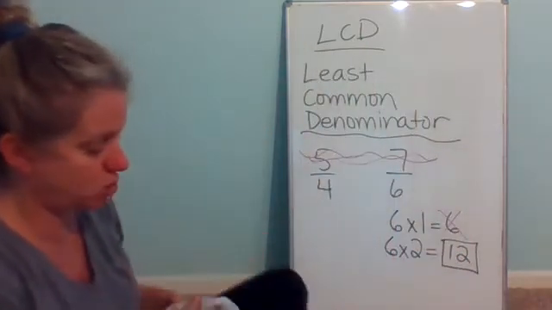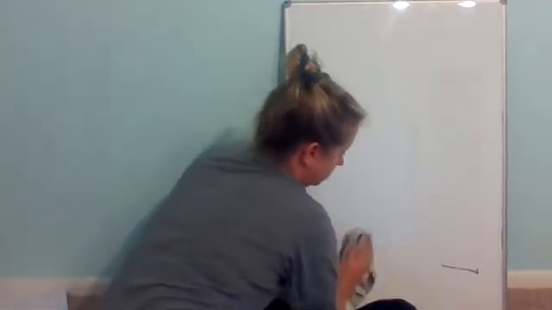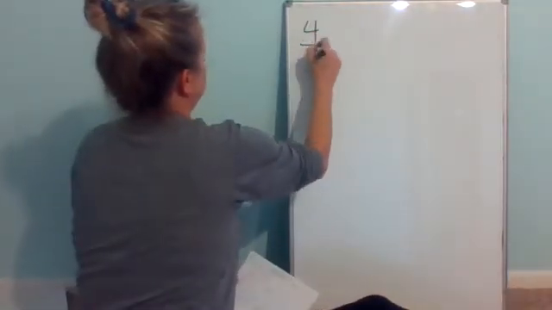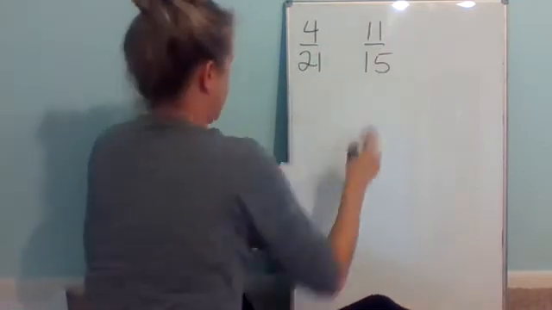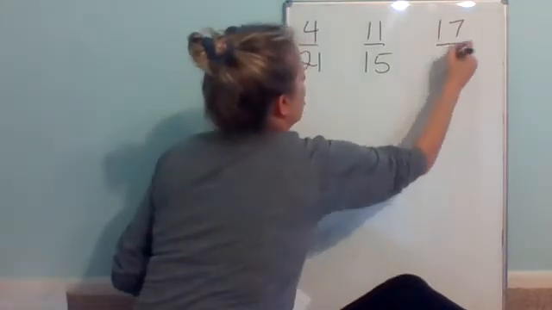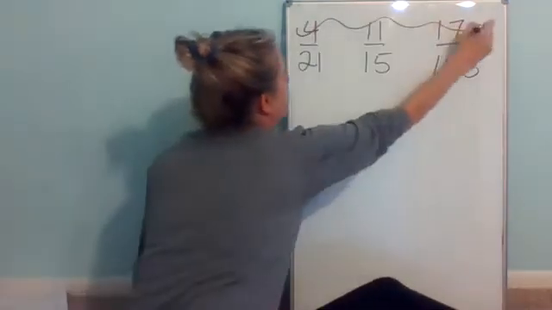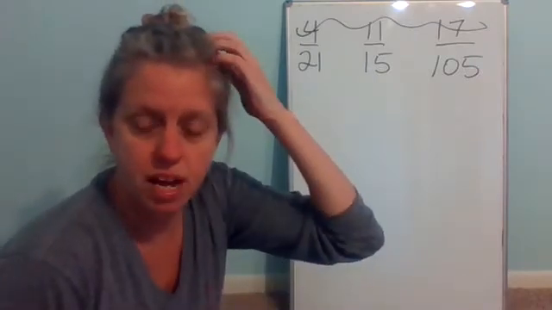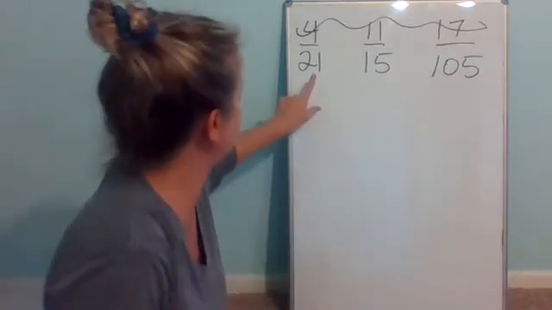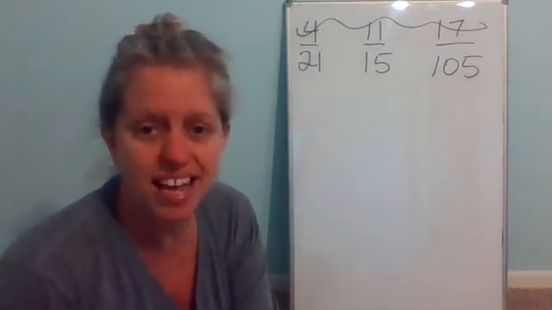Okay, let's look at this next one. I've got 4 over 21, 11 over 15, and 17 over 105. I'm trying to find the least common denominator, which means I don't care anything about those numerators. So I want to find the smallest thing that 21, 15, and 105 all go into evenly.